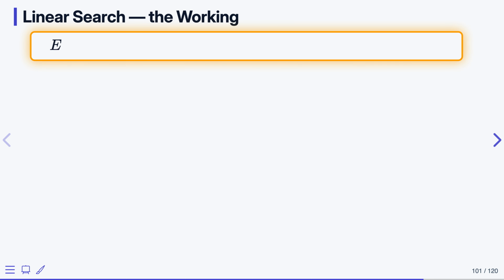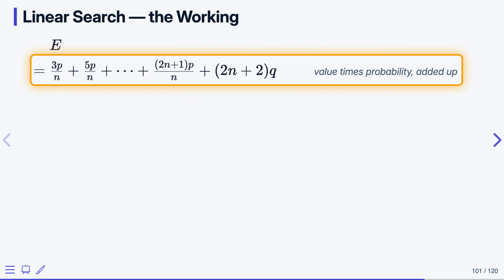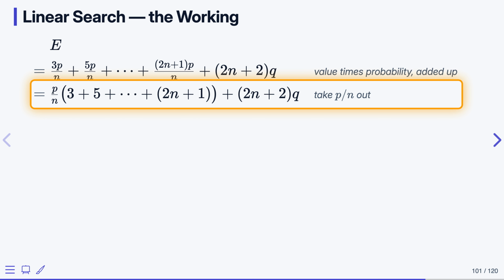We want E, the average number of comparisons. Take each case, multiply its comparison count by its probability, and add. Position 1 costs 3, position 2 costs 5, and so on up to 2n plus 1, each with probability p over n. Then the missing case costs 2n plus 2, with probability q. Every term in the first group shares the factor p over n, so take it out.